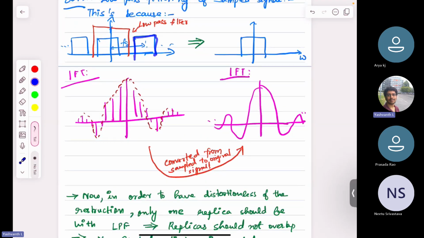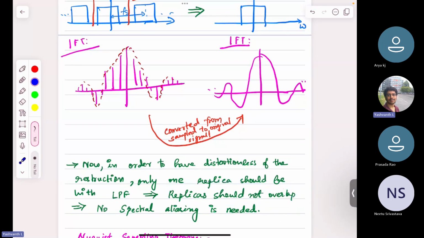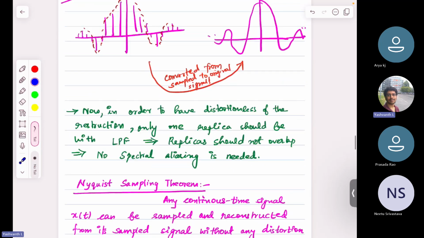The secondary blue boxes should not come inside your low pass filter box. Correct? Otherwise, these frequencies will also come inside this red box, and that will distort your actual x of t. This is precisely the reason why your replicas should not overlap. If they overlap, then you have distorted your signal. The sampled signal will no longer represent the original continuous time signal. It will be a distorted version of it. That's why we should avoid spectral aliasing in general.